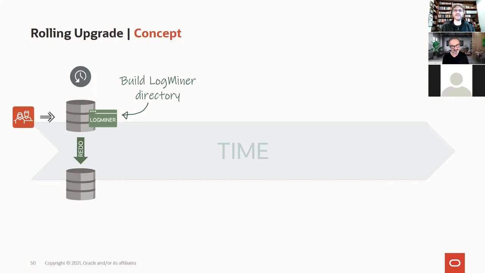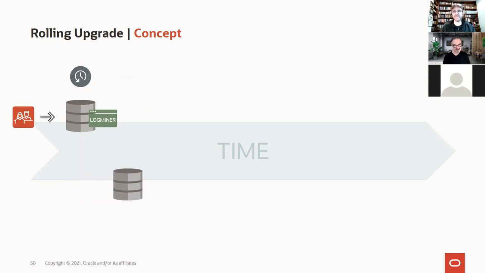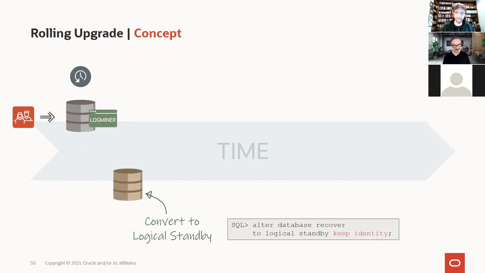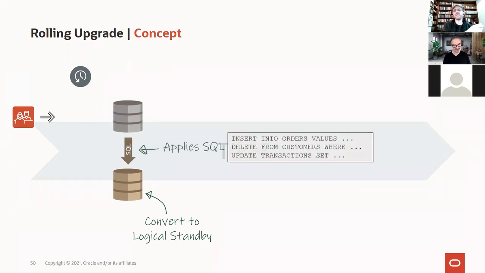Then on the primary database, you build a LogMiner directory that makes it possible to convert your physical standby database to a transient logical standby. Once it is a logical standby, you start the SQL Apply so that you sync all the modifications that you did on the primary database to the logical standby.